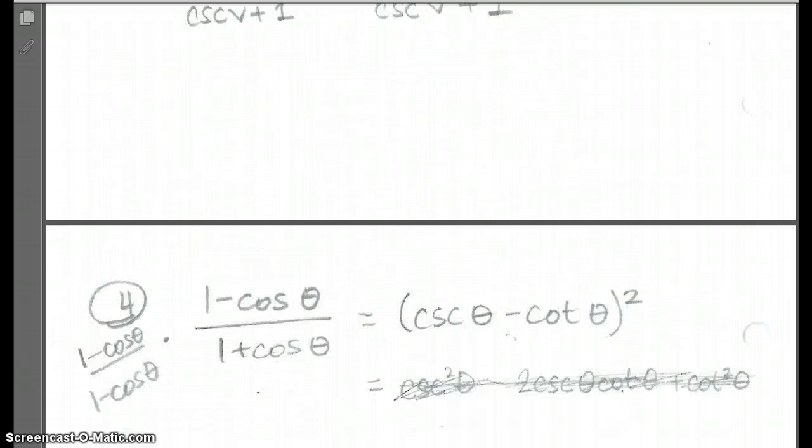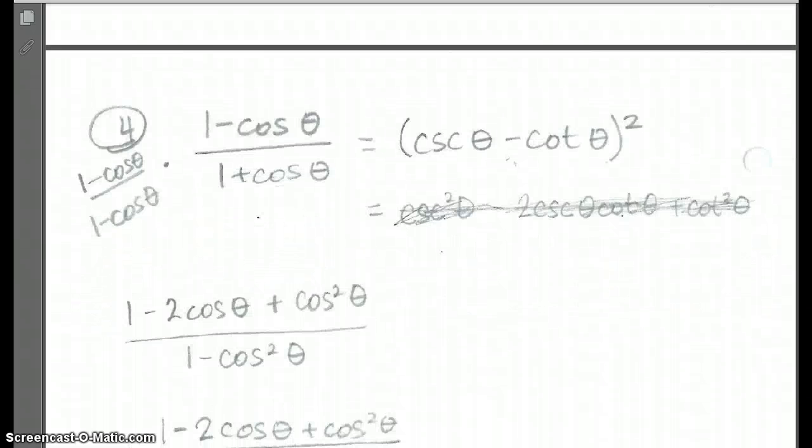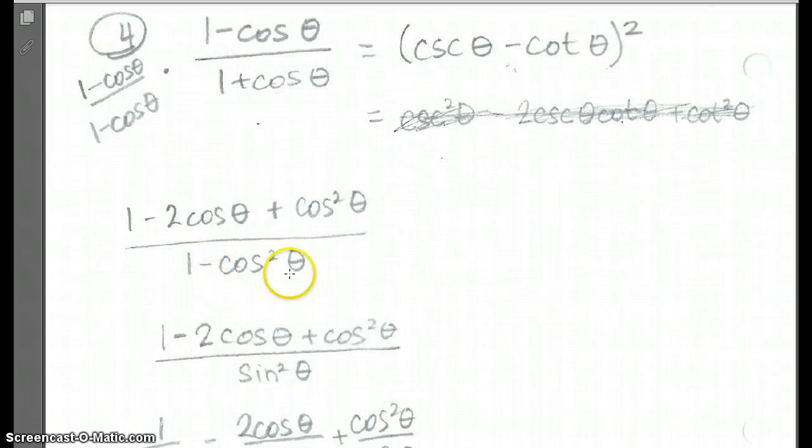So let's look at one more here where we want to take 1 minus cosine theta over 1 plus cosine theta and make it equal to this binomial squared. When you have a trig function 1 minus or 1 plus and it's to the first power, think conjugate. Okay, I'm going to multiply top and bottom by the conjugate of the denominator, because what that does is create this 1 minus cosine squared theta, which is a Pythagorean identity rewritten into sine squared theta.